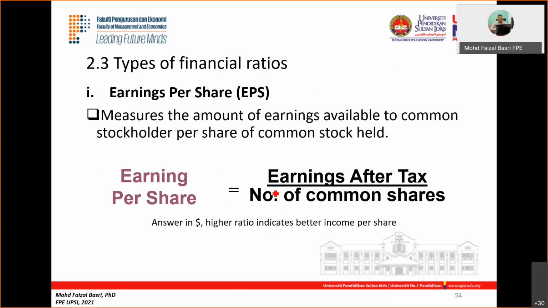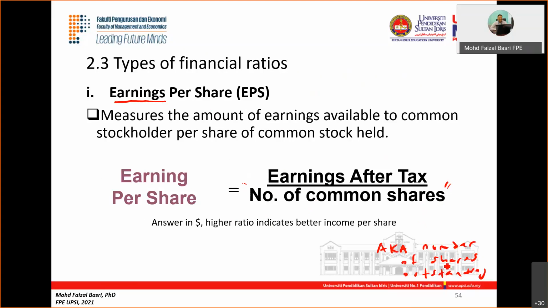Earning per share. So earnings, again, we can refer to the net profits or net income. So for net profit, no issues. We can get it from the statement of financial performance or the income statement. Okay, but we need additional information which is not in the income statement or the balance sheet, which is the number of common shares, also known as number of shares outstanding.